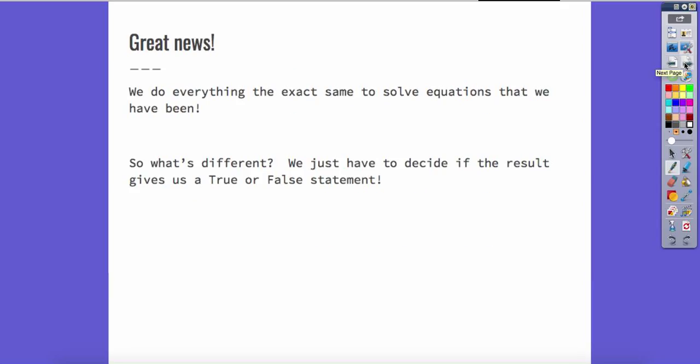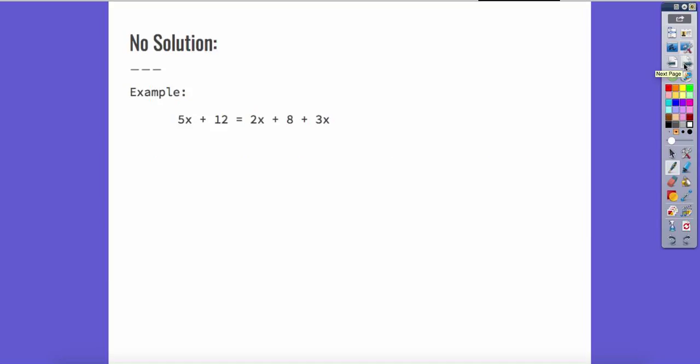So we actually have great news. We're going to do everything the exact same that we have been doing to solve these equations. The difference is that we just have to decide if the result gives us a true or a false statement. So we're going to look at some examples here, and then we'll talk about a recap, and then we will be done.